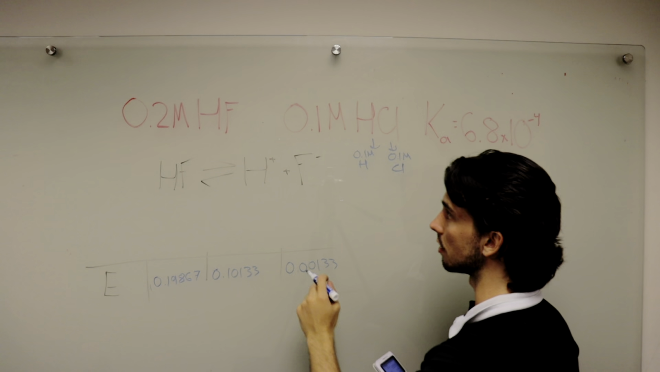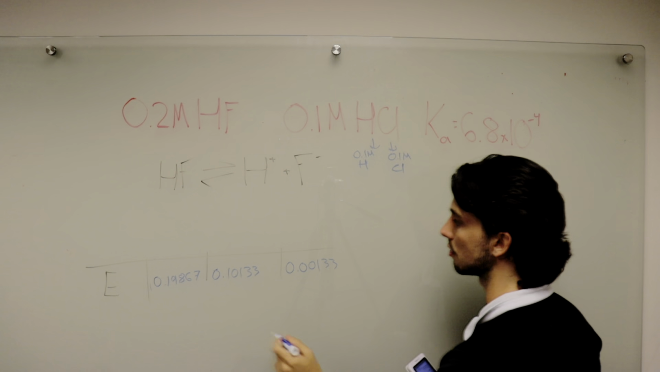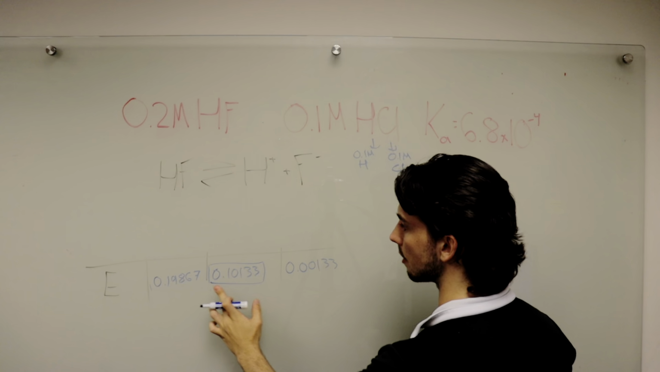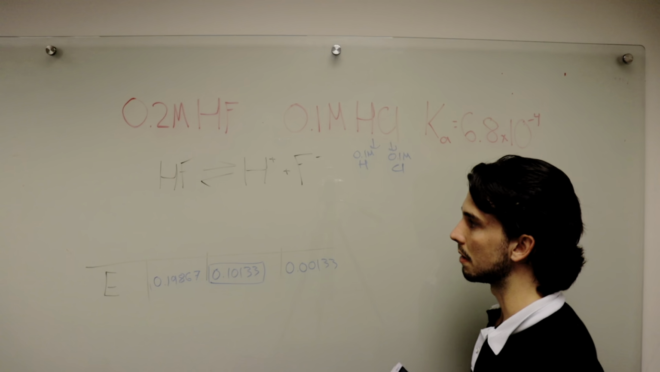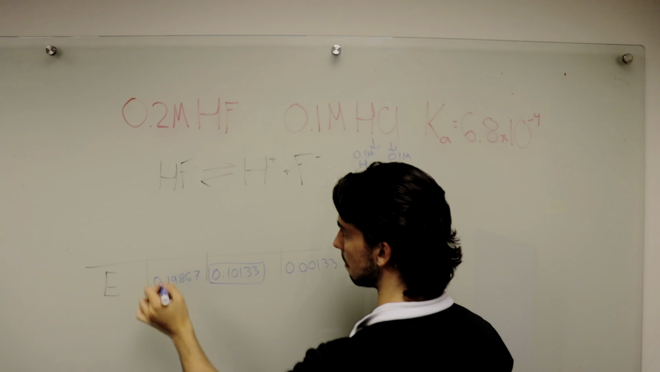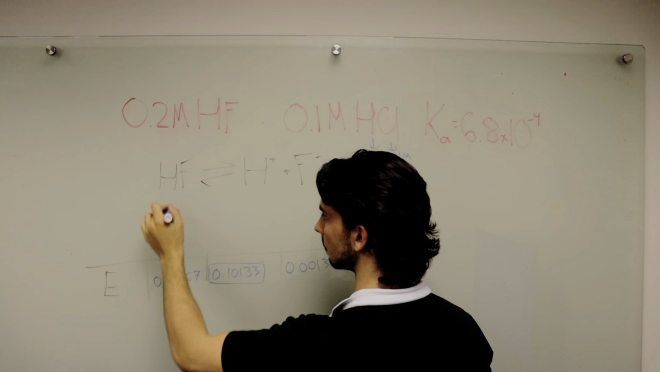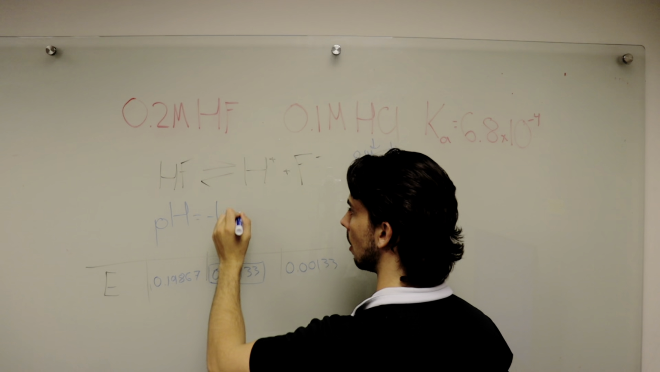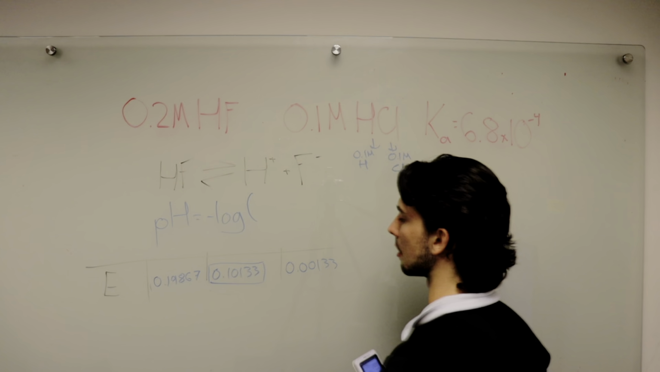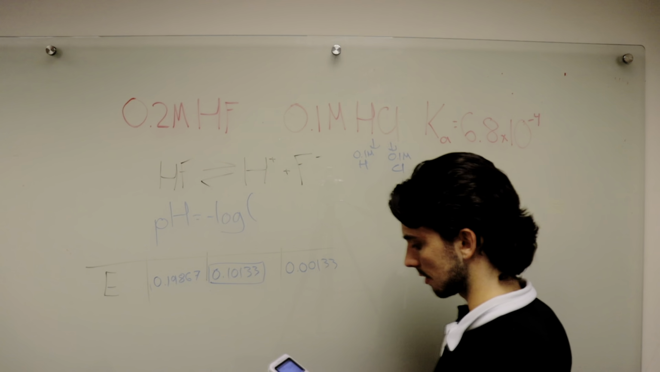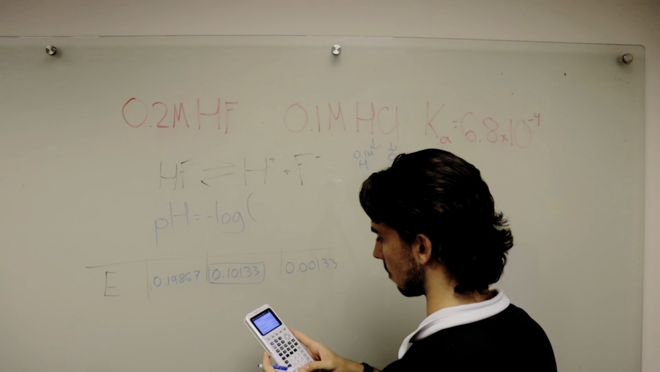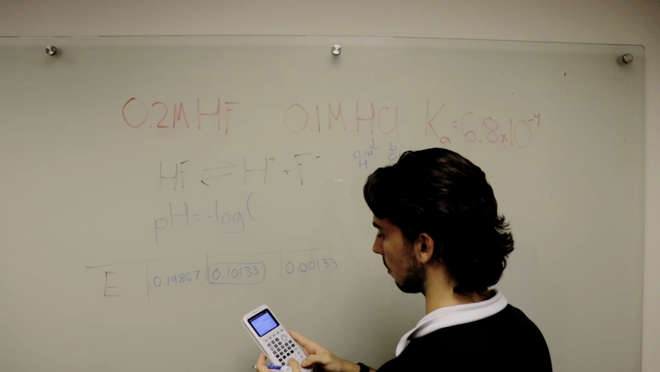In that first question, we were told to find the concentration of hydrogen, and we found that. That's our first answer. Now this is what we're going to use to find the pH. Remember that pH means the negative log of our hydrogen concentration at equilibrium. So let's do the negative log of our concentration, 0.10133.